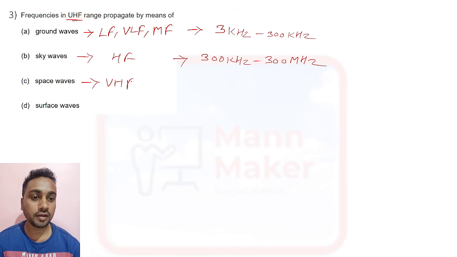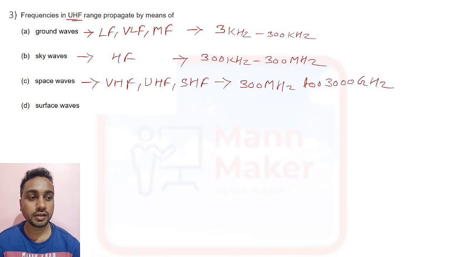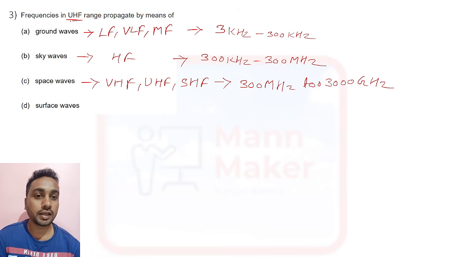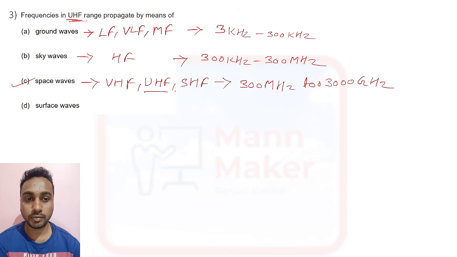This is very high frequency, then ultra high frequency and super high frequency, in the range of 300 megahertz to 3000 gigahertz. So like that you have to remember every point. Here UHF means ultra high frequency, so the answer will be space wave. So all these points you have to remember.